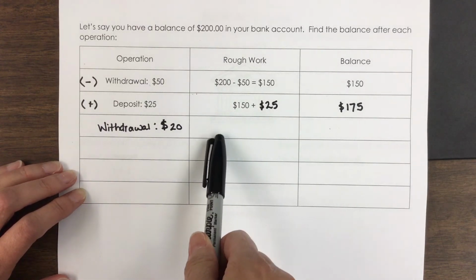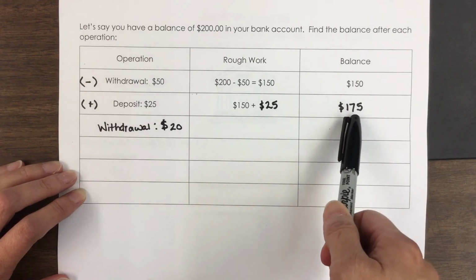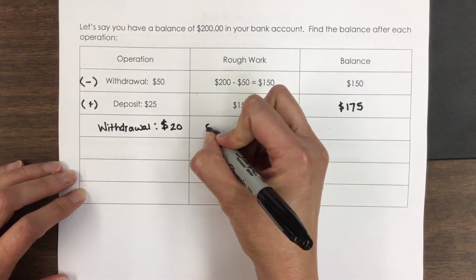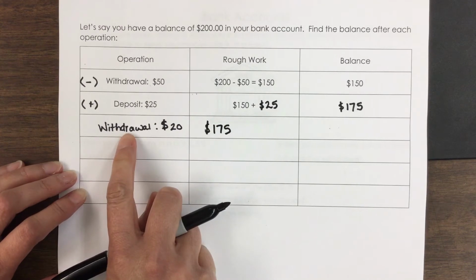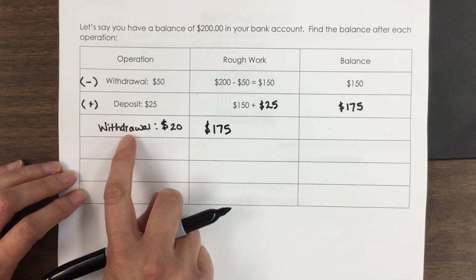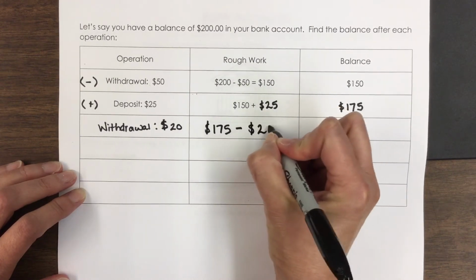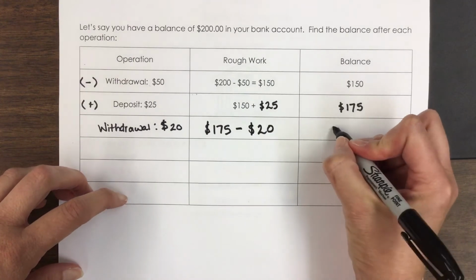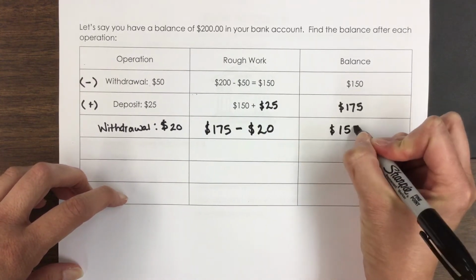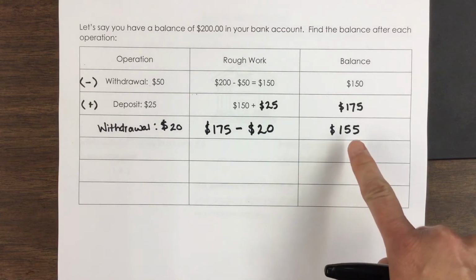Now, who remembers what we do here in our rough work? What's our first number? I take the balance that I already had. That's my first number. I had 175. It's withdrawal, so what do I do? Take away or subtract? Take away or add? That's right, I subtract. It's a withdrawal. So I'm going to take away $20. What is $175 minus $20? Did you say $155? Because if you did, you're correct. All right? So now our current balance is $155.